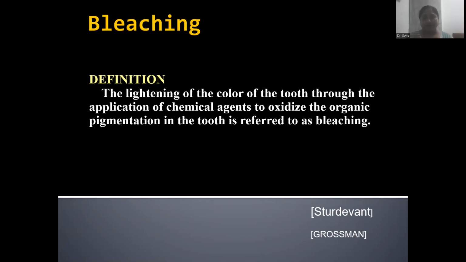Good morning, everyone. Today we'll be discussing bleaching, and in particular non-vital bleaching, or intracoronal bleaching. Bleaching is the lightening of the color of the tooth through the application of various chemical agents, mainly hydrogen peroxide, carbamide peroxide, and sodium perborate, to oxidize the organic pigmentation in the tooth. And this can be of two types: vital tooth bleaching and non-vital tooth bleaching.